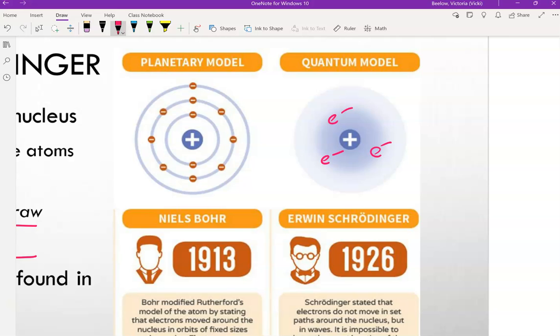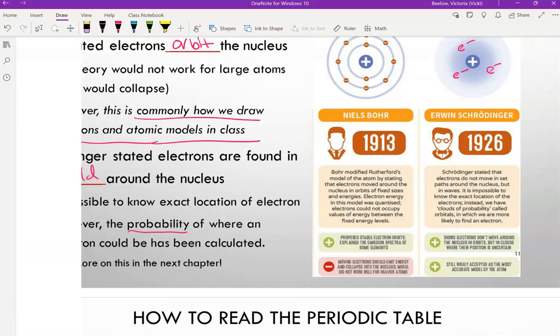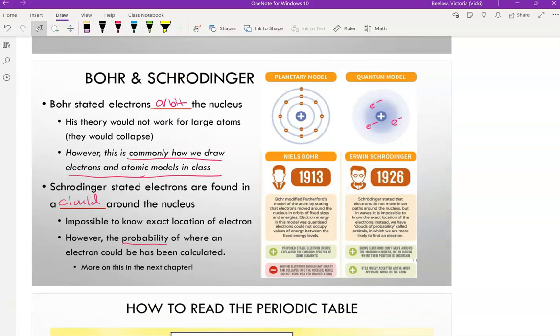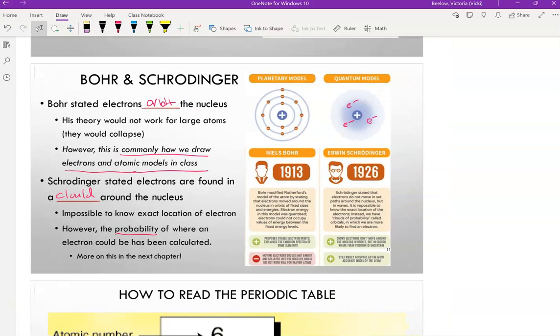But we know they must be in this space somewhere, which we call an electron cloud. So they're still around the nucleus. They do still exist in these levels, but they're not necessarily on a fixed path of travel where we can point them out. Rather, we could just say, hey, they're probably somewhere in that area. And that is the history of the atom. Again, this is our most current understanding, but we still use the Bohr model for teaching purposes, even though it is not the most current model.